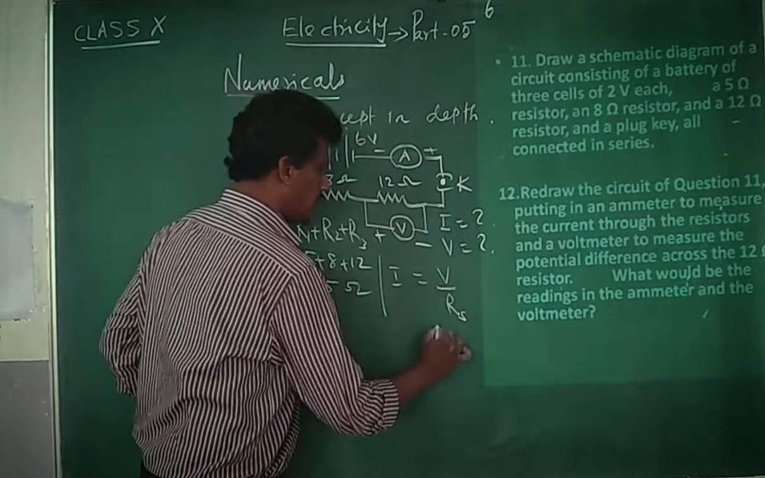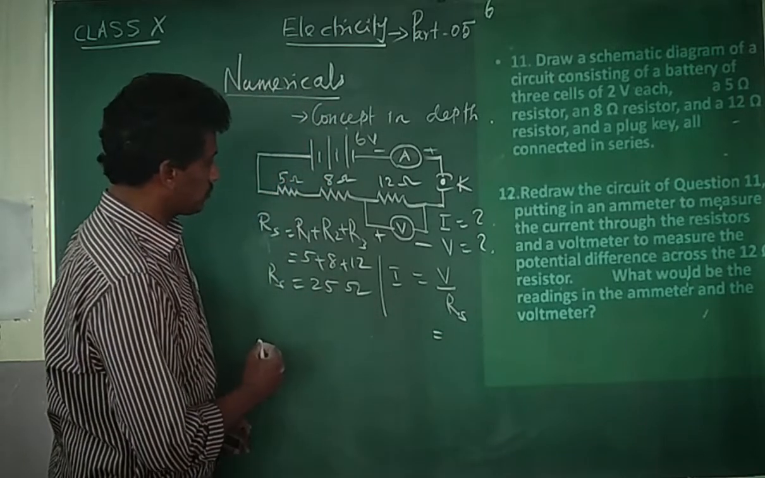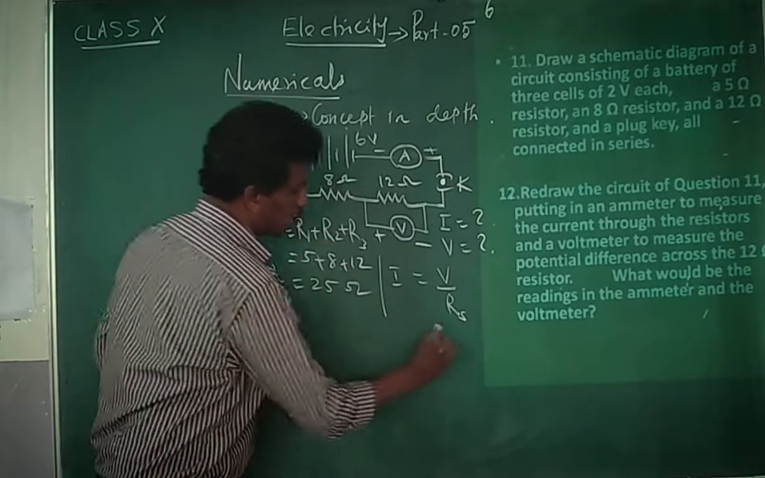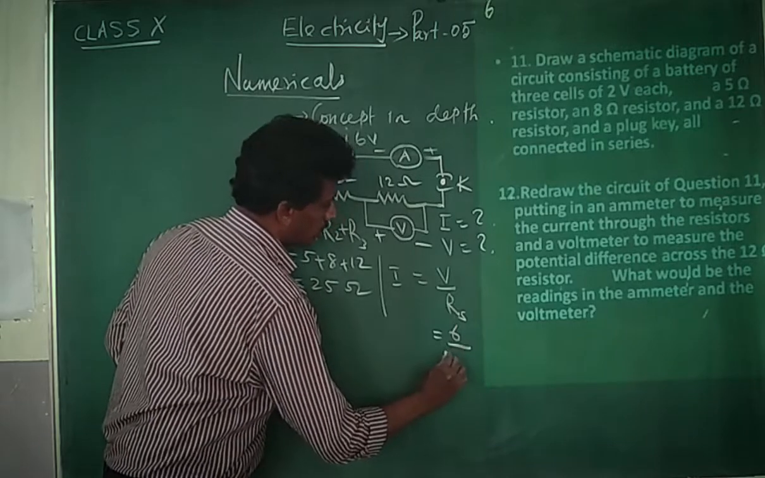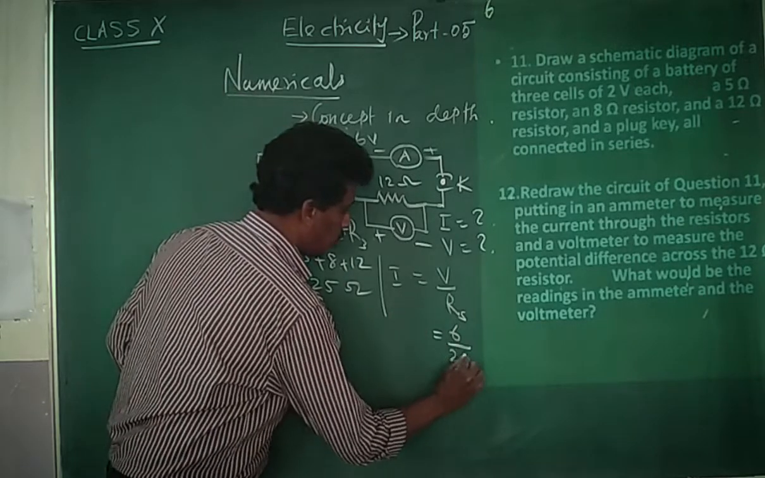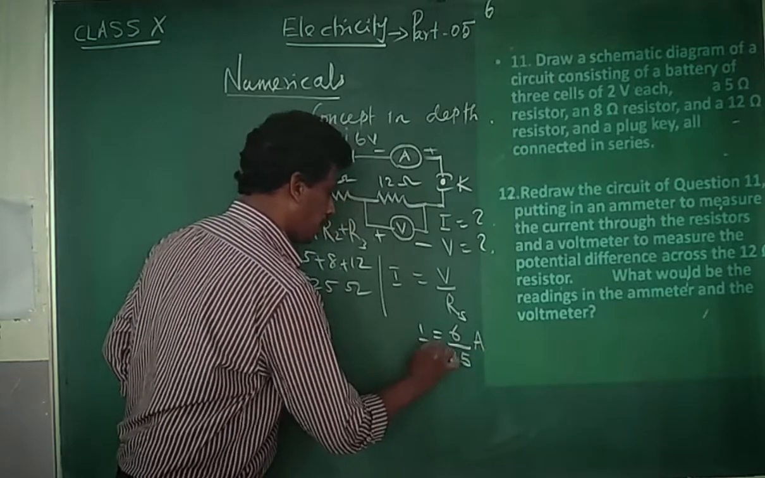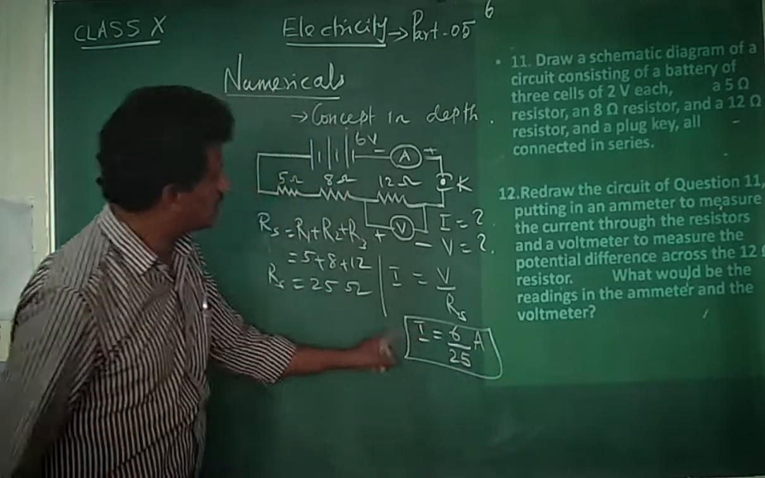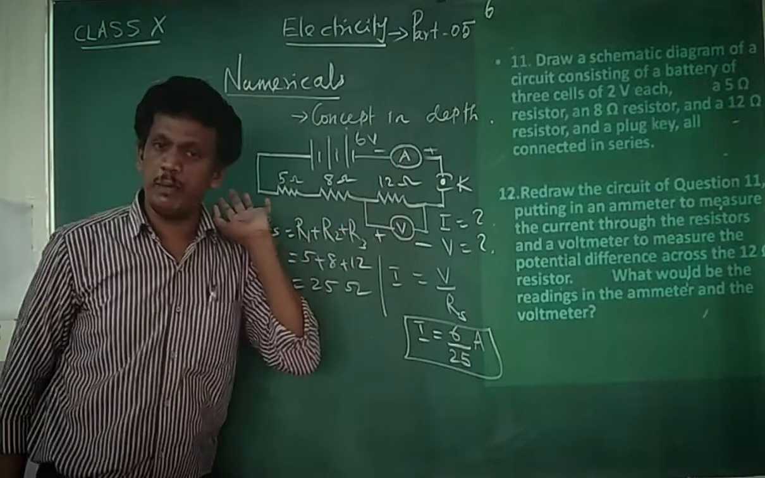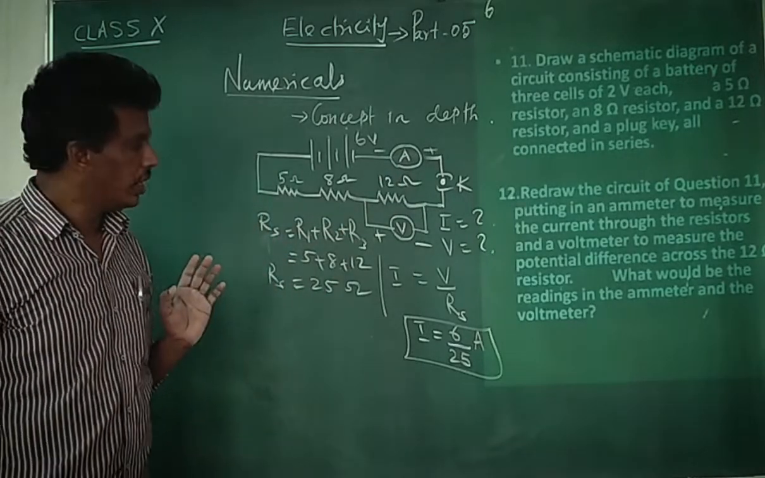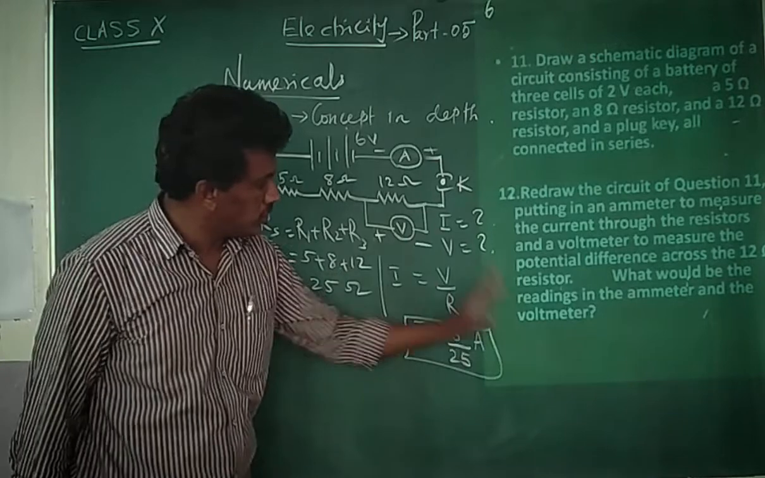So what is the value here? V, how much? How much are we given? 6 volt, upon the total resistance. How much? 25 ampere. You can simplify also, that's not a problem. Okay? How much current? This current will be measured by the ammeter. Clear now? Yes. The last part is the voltmeter.